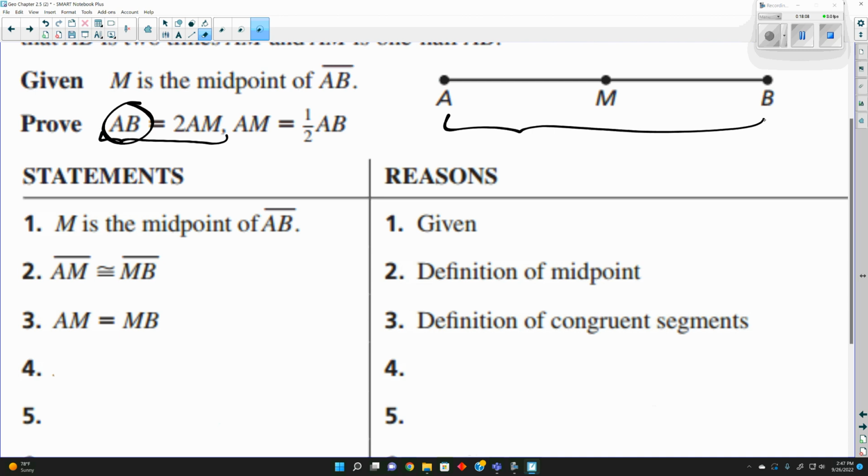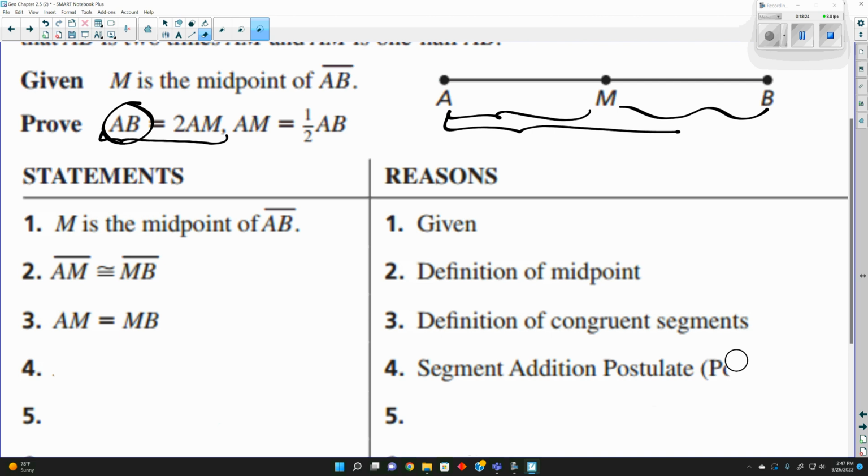So we could say AB is what? AM plus MB, yes? Because if two segments add together to be the whole, is our what? Segment addition postulate. Because the segment addition postulate states if we have 3 points on a line, the two parts will add together to be the whole. So we can say what? AM plus MB is equal to AB, or vice versa. We could say AB is equal to AM plus MB, yes?